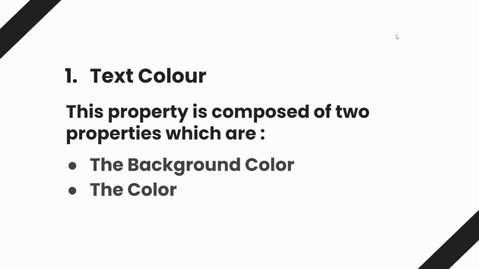So we have the text color property, which is composed of two other properties. As I said earlier, the text color property isn't an actual property. It's just a compound name of the background color and the color property. The background color property and the color property are the actual properties that you can use to style in CSS.